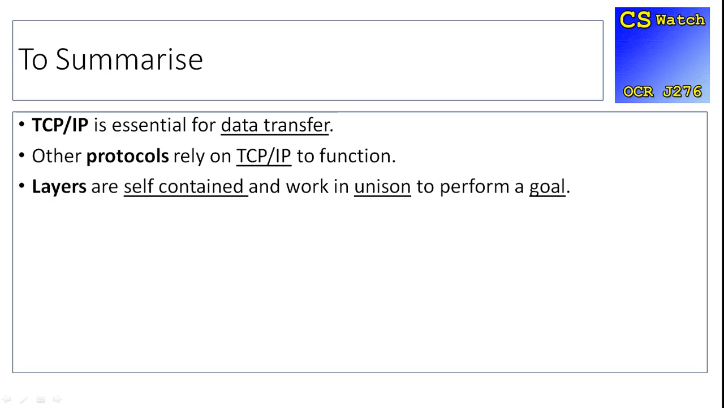Layers are self-contained and they work together to perform some sort of goal. Advantages of using layers include breaking network communication into manageable pieces, so if you're creating something which uses those layers, developers can focus on one set at a time. And having a set of rules for each layer makes companies make sure whatever they are making is universal, so different brands will work with each other. So you don't have to worry about the whole PC versus Mac problem, where something you buy for Mac might not be suitable for PC. When we're using layers and TCP/IP, that problem is negated.